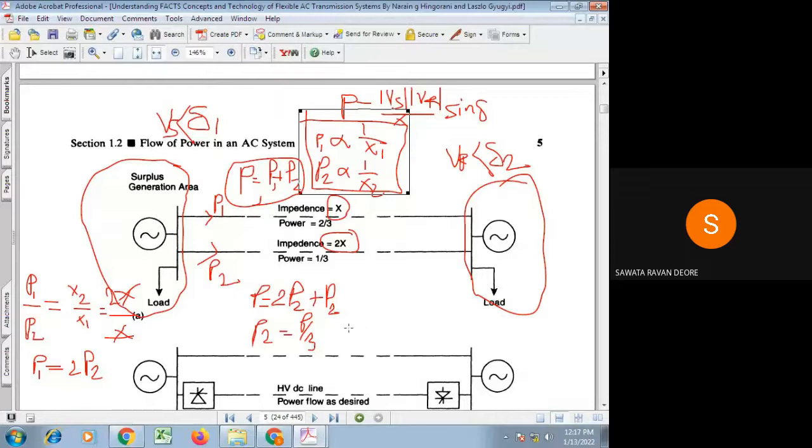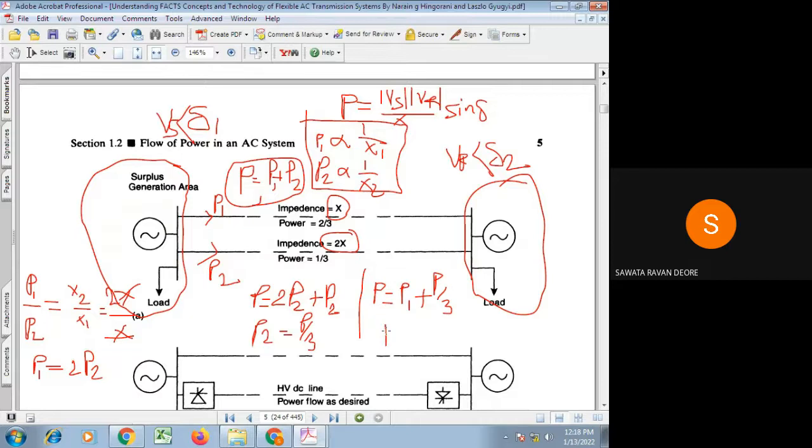And as P2 is equal to P divided by 3, we use the equation P1 plus P2 is P. Using that equation, P2 we know is P by 3, so P is equal to P1, which I keep as it is because I want to find out P1, plus P2, which I will write as P by 3.